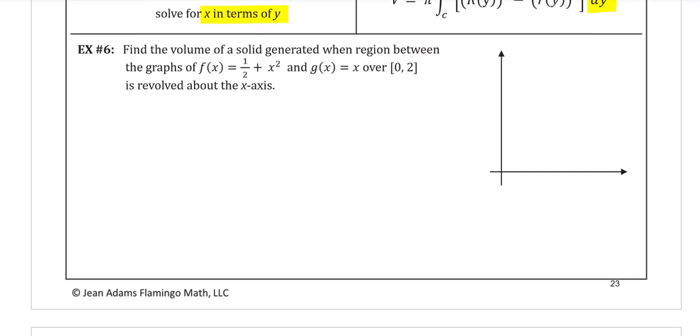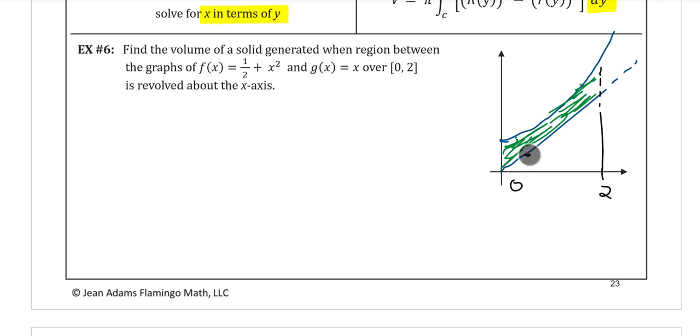Example 6 says, find the volume of the solid generated when the region between the graphs of f of x equals 1/2 x squared and g of x equals x over 0 to 2 is rotated about the x-axis. So we have this line, y equals x, right here, and then we also have our parabola at 1/2 x squared, which is going to look something like this. Then we have this region in between them, and we are rotating this between x equals 0 and x equals 2, right here.